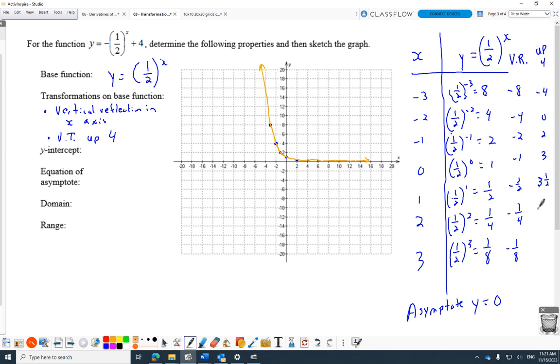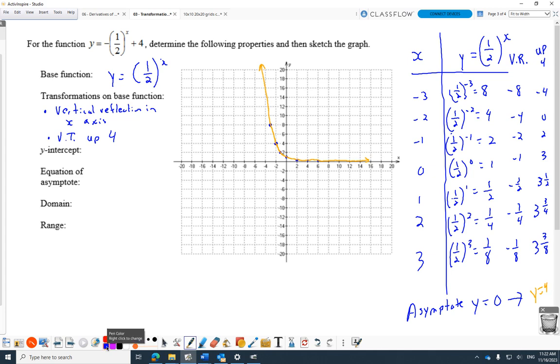3 3/4. 3 3/8. Really scary stuff until you go, oh, asymptote moved up 4. This is helpful. This is the best help I'm doing. The asymptote now will be y equals 4. That is really helpful, table of values people. So you know where this thing's got to end up. It's all been moved up 4.